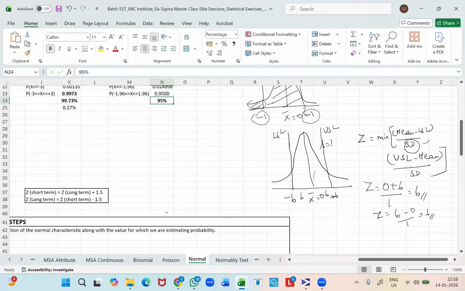Say, let us assume the standard deviation has got reduced to 0.5. Instead of 1, it has become 0.5. So what will be the resultant sigma level? It will be 6 divided by 0.5, it will be 12, right?